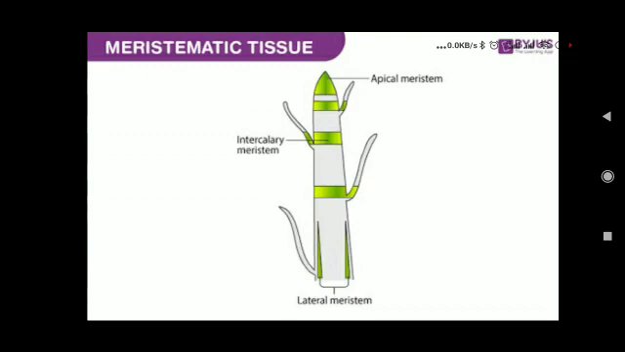Intercalary meristem is seen in some plants, located near the node, and it is mainly responsible for flexibility. The cells of the meristematic tissues are very active. They have dense cytoplasm, thin cellulose walls and prominent nuclei. They lack vacuoles.